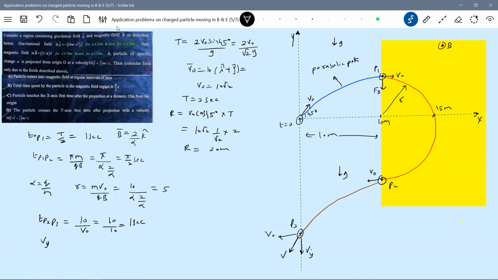Then the y component of velocity Vy should be equal to g times T P2 P3. 10 into 1, this will be 10 meters per second. V0 is this one. So what will be the velocity vector? This should be equal to minus 10 i cap.